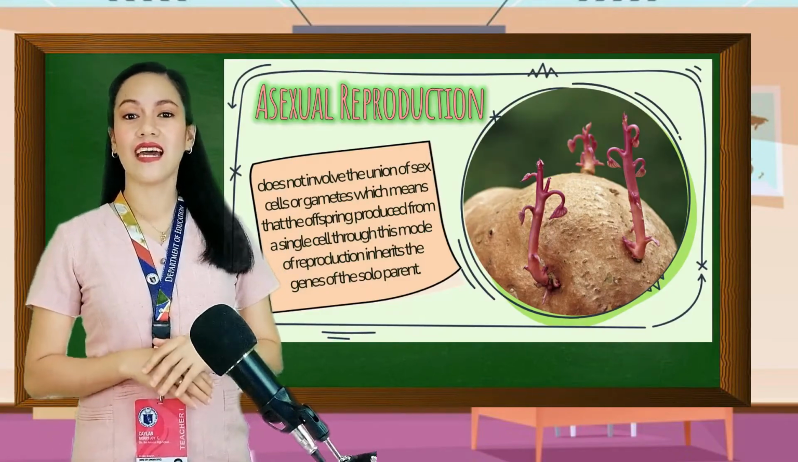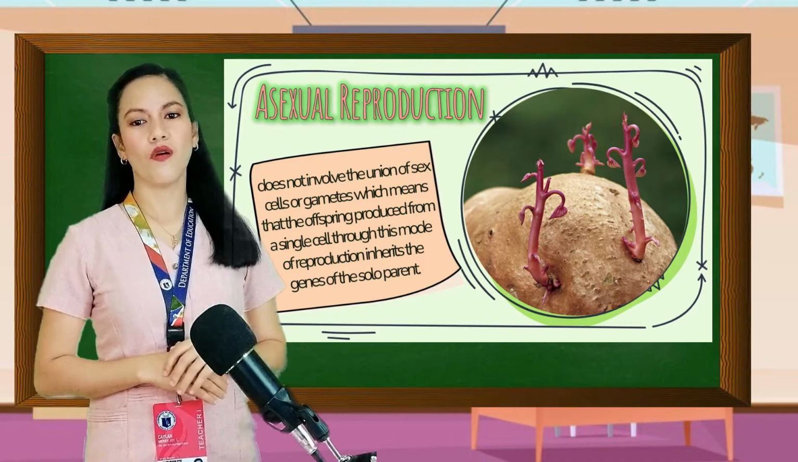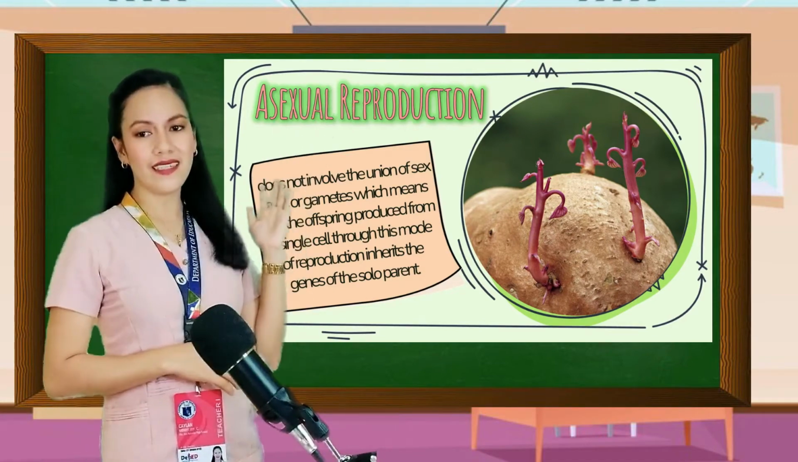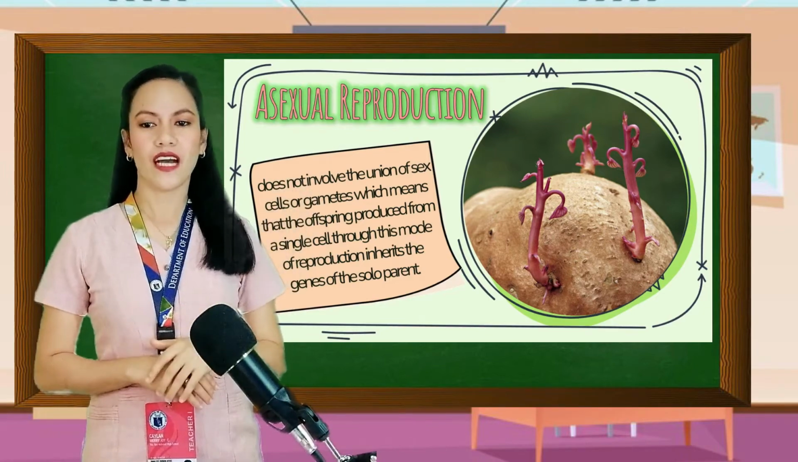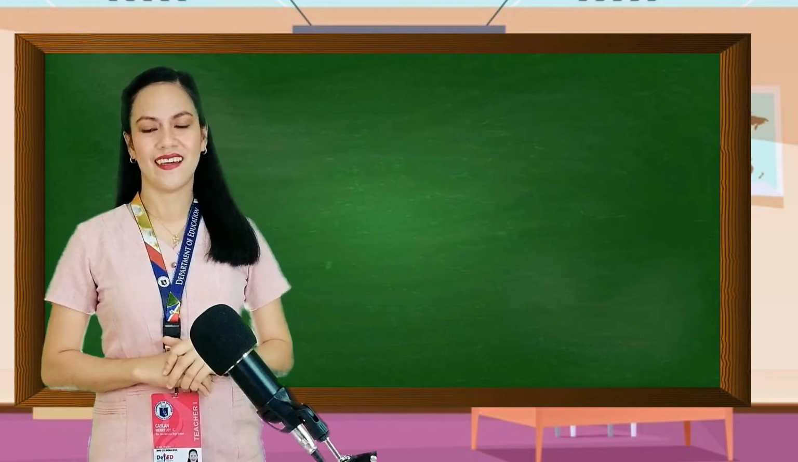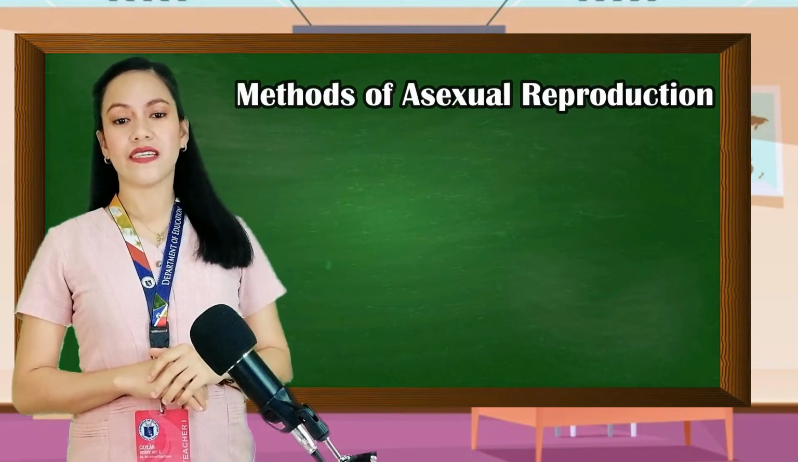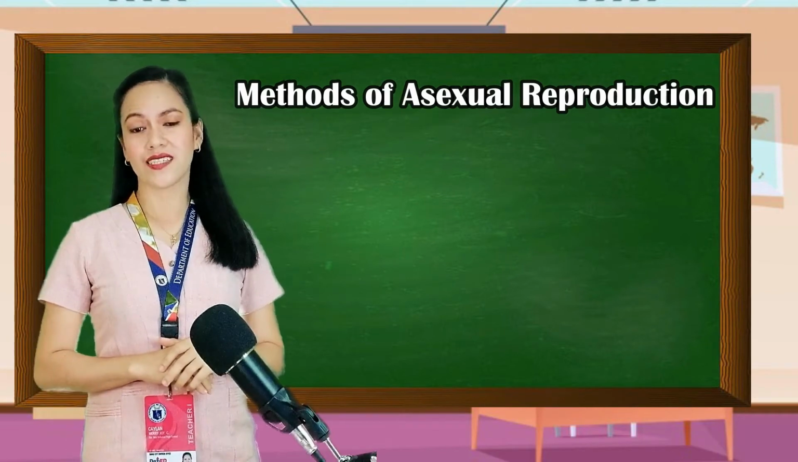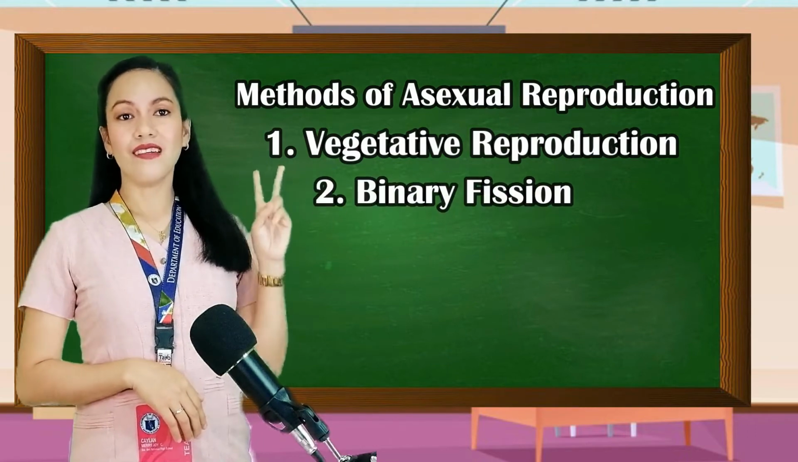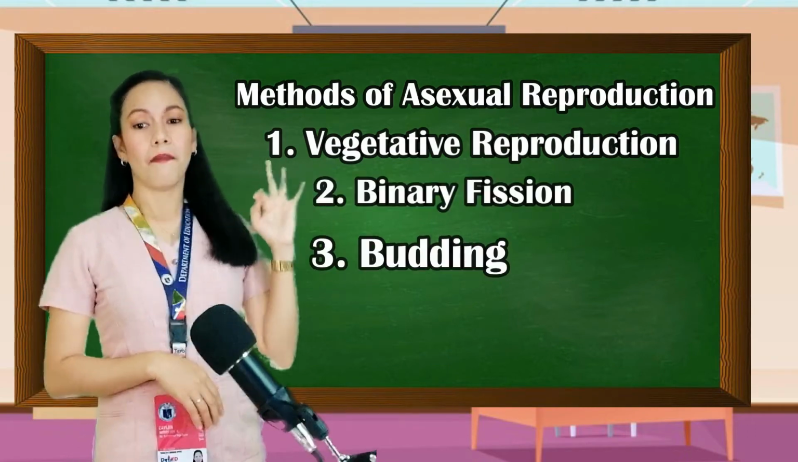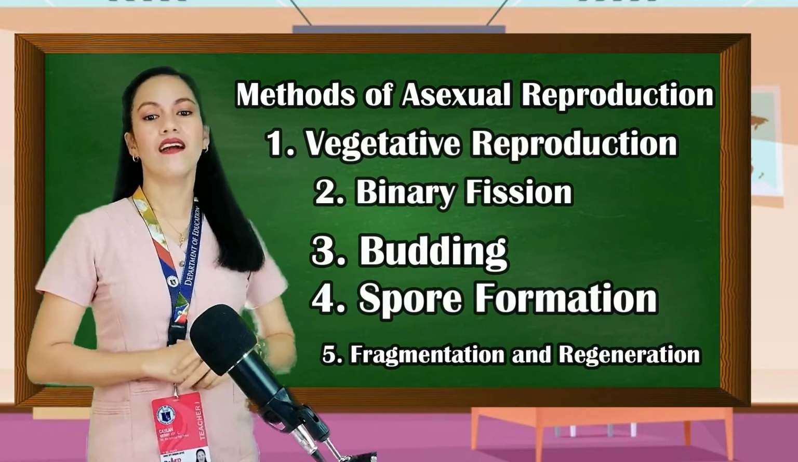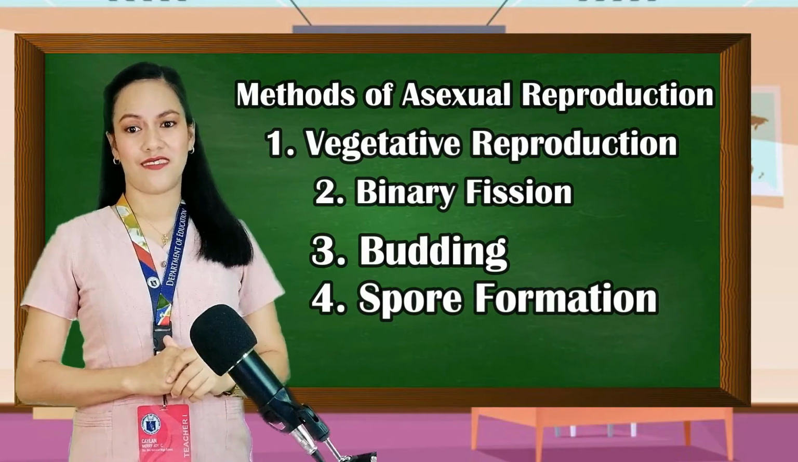Asexual reproduction does not involve the union of sex cells or gametes, which means that the offspring produced from a single cell through this mode of reproduction inherits genes of the solo parent. There are many methods of asexual reproduction, such as vegetative reproduction. Second, binary fission. Third, budding. Fourth, spore formation. And lastly, fragmentation and regeneration.